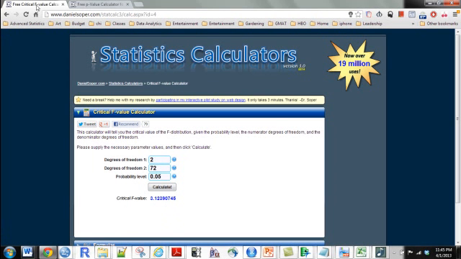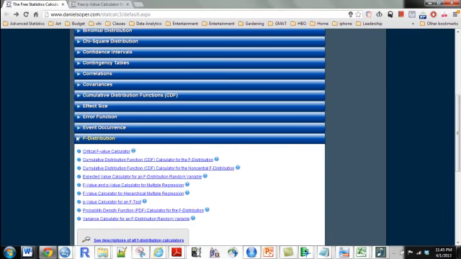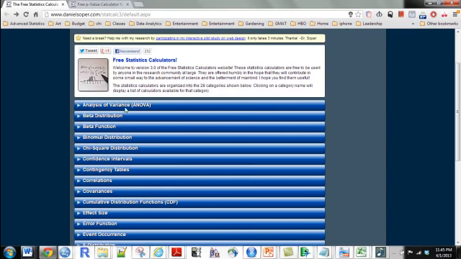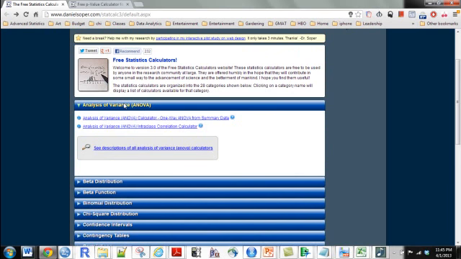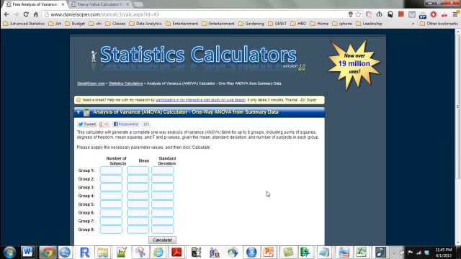One other thing I want to show you on this website, which you might be interested in for this homework assignment, is at the very top, you may have noticed that they had something called analysis of variance. One of those tells you that you can calculate a one-way ANOVA from summary data. In other words, it will calculate everything you need, I believe. I haven't tried it yet, I just saw it a minute ago and I thought, this would be pretty cool.